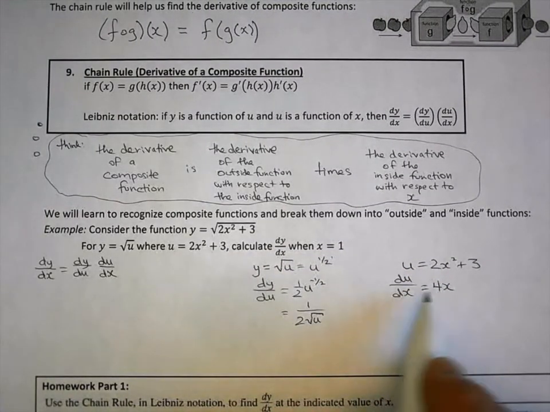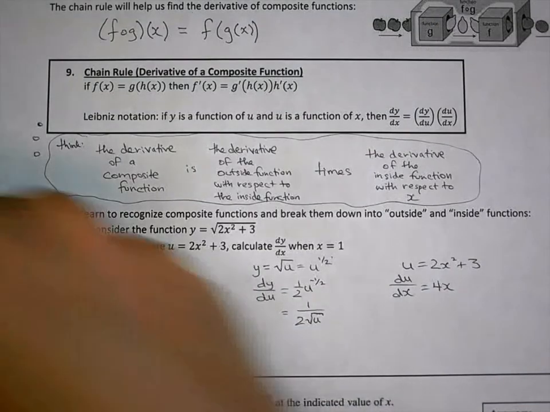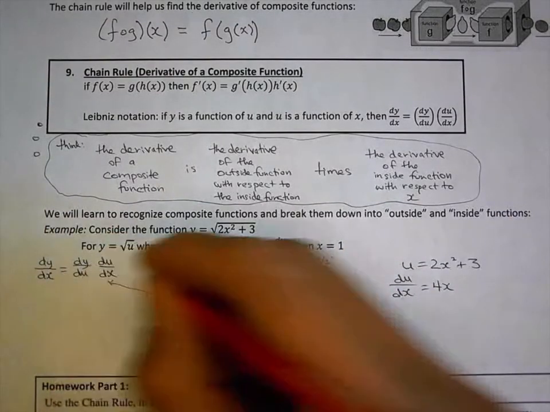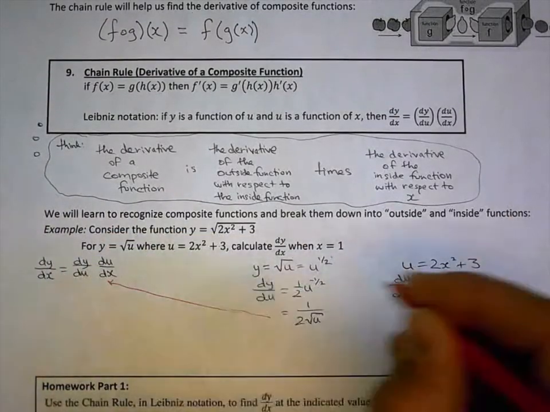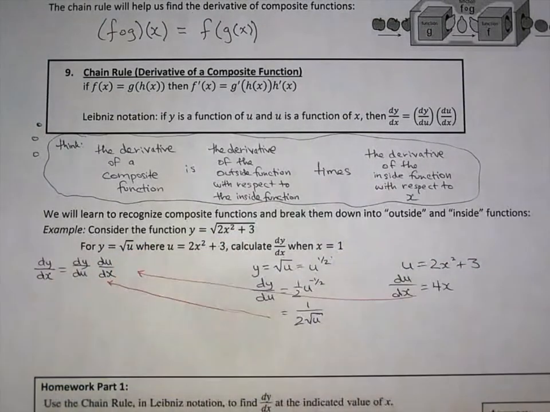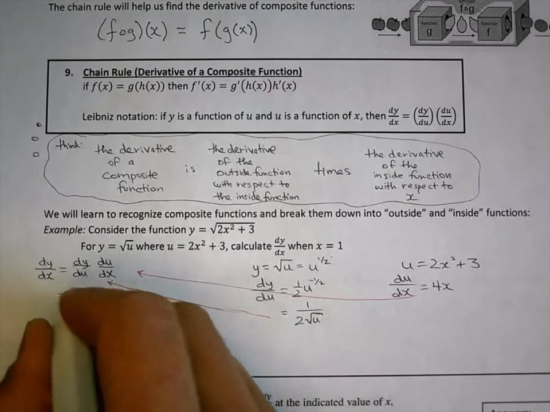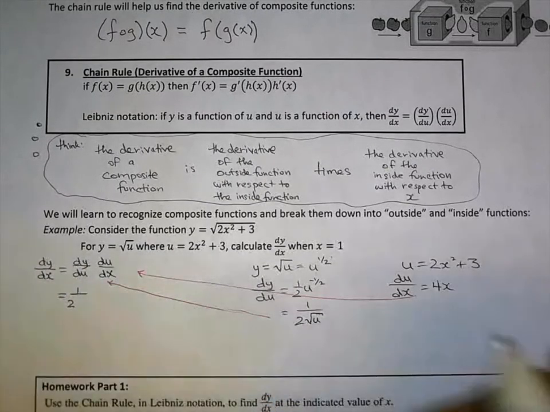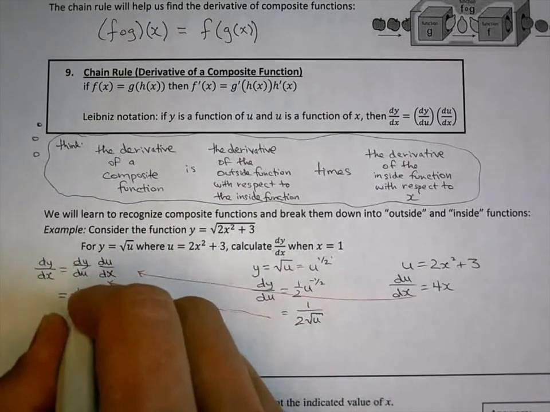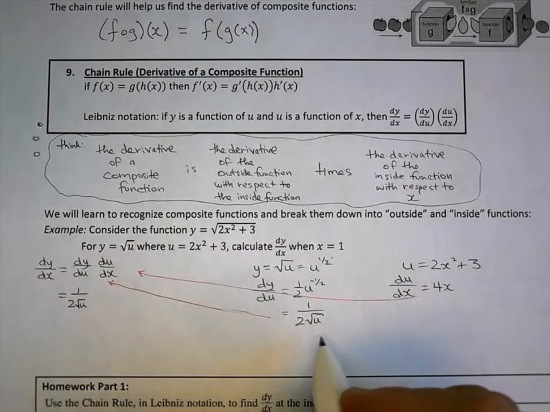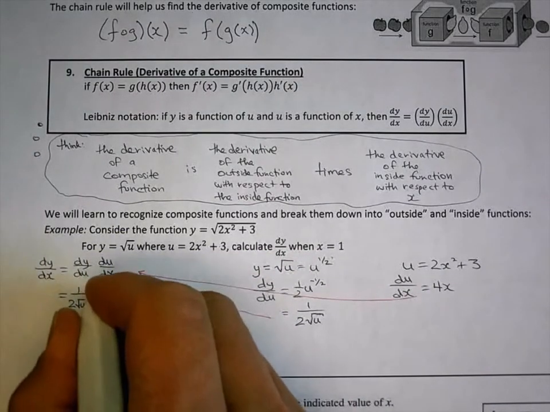So now I have these two things and I can sub them in. So I'm just going to draw some arrows to show what I'm doing here. So now I end up with 1 over 2 root u times 4x.